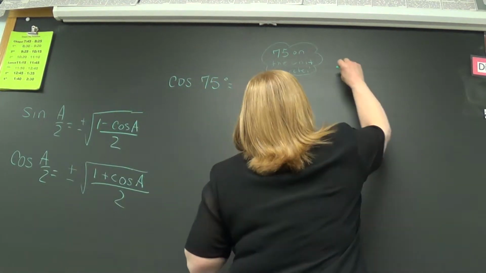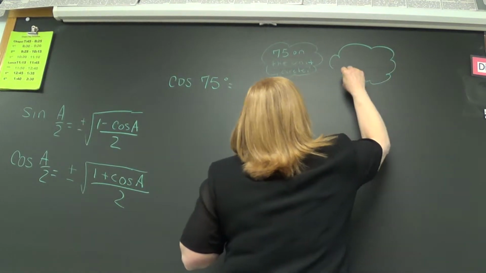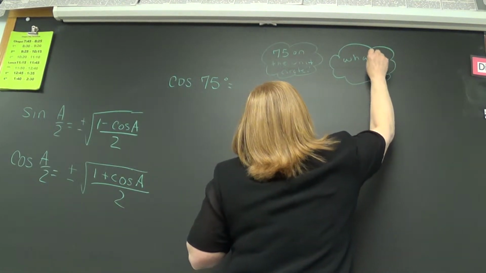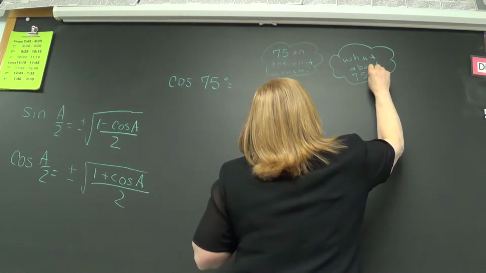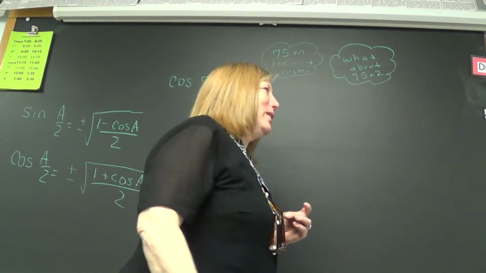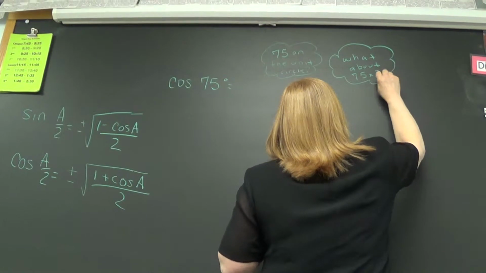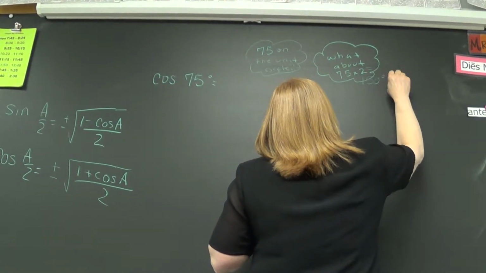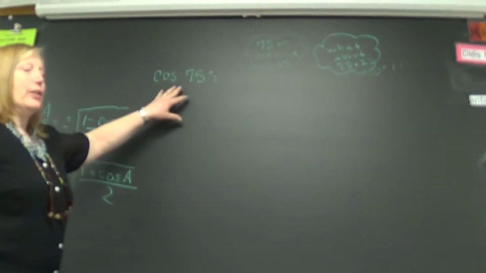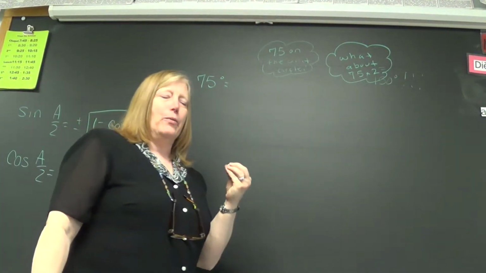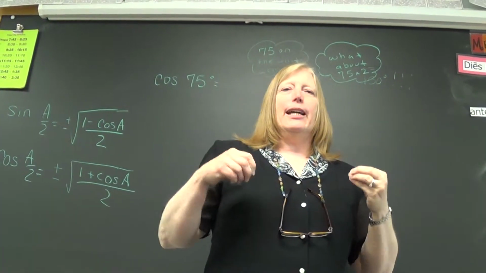150. Right, so then your next thought: 75 times 2 is 150. Is that on the unit circle? Yay, it is. So 150 is on the unit circle, so I'm going to use 150 to represent what?